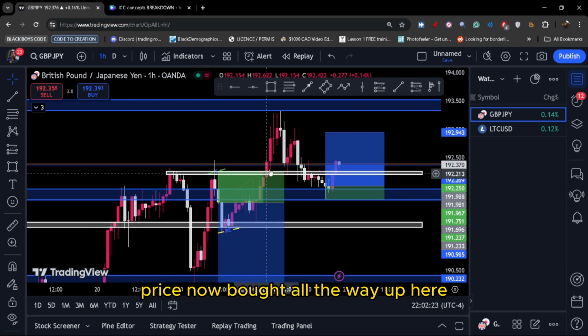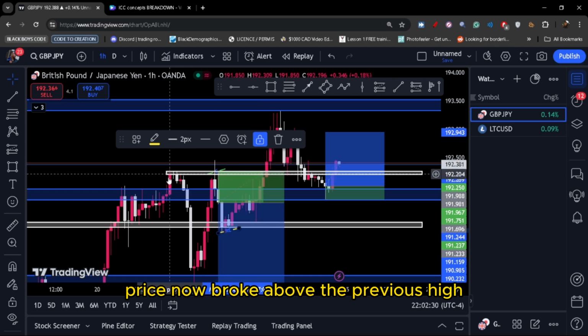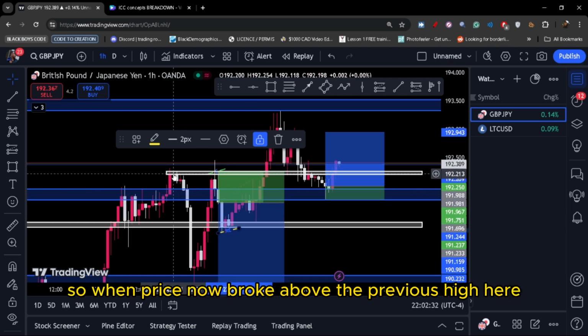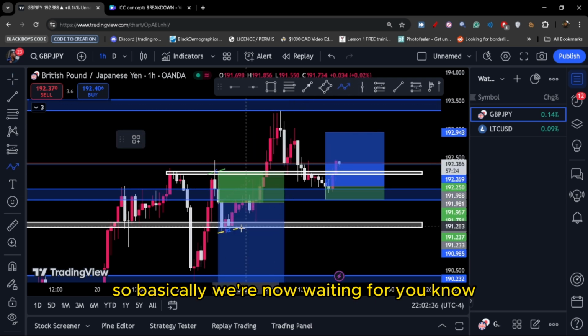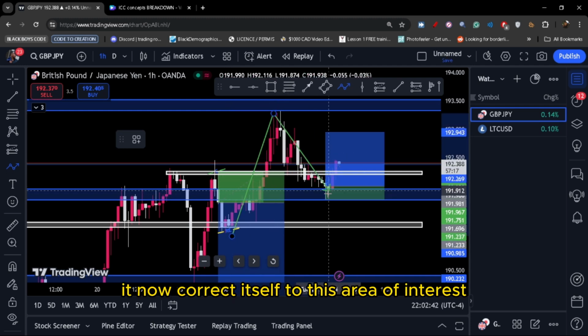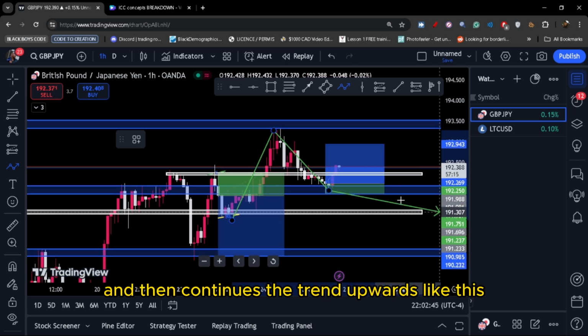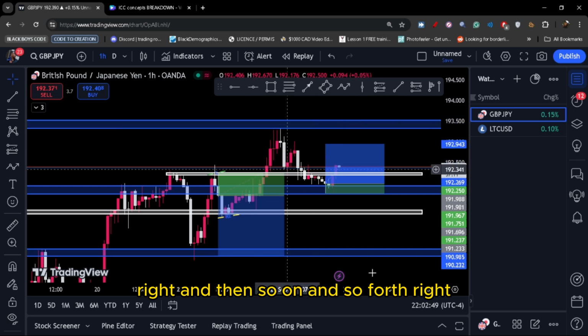But as you can see guys, price now bought all the way up here, and then this same phase that we're in, price now broke above the previous high. So when price broke above the previous high here, then the trend is now buys. So basically we're now waiting for something like this, where price gives us an indication like this. It now corrects itself to this area of interest, and then continues the trend upwards like this, right? And then so on and so forth, right?